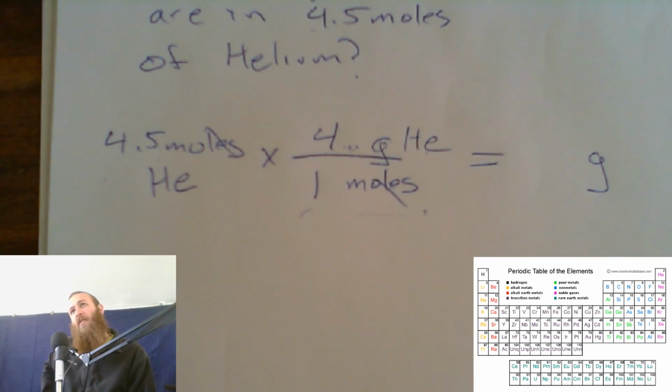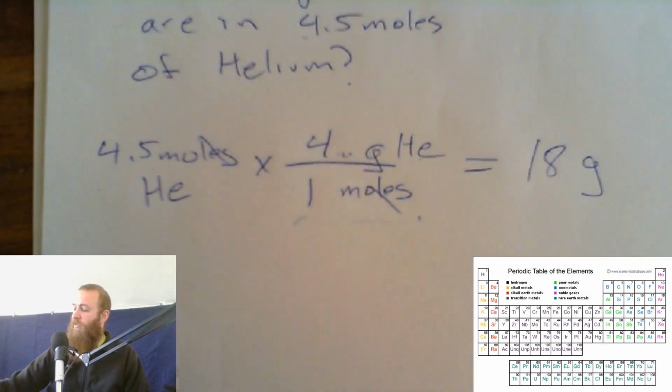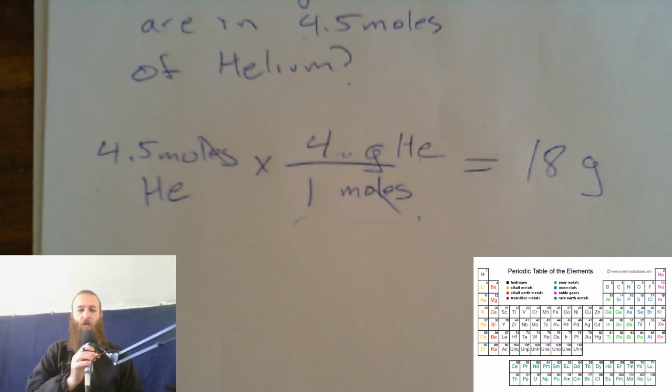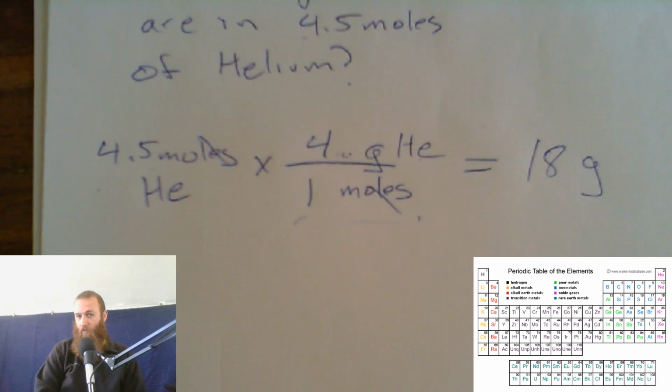With the 2, it's 18. So 2 sig figs, I need 18 grams. Does that make sense? Let me know if you guys are following along. And, yeah. So 1 mole is equal to the number of grams from the periodic table. Or in other words, 1 mole has a mass equal to the atomic mass in grams. Okay? We're going to call that the gram atomic mass, or the molar mass.